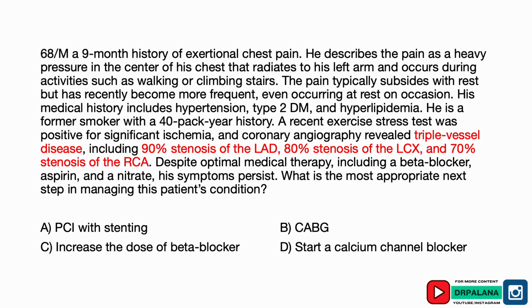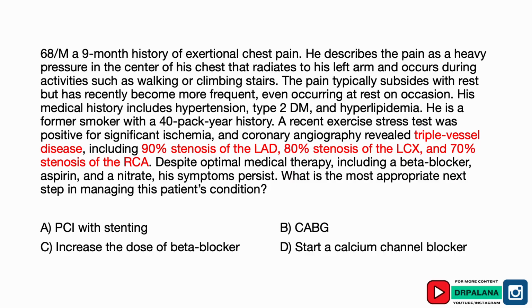A 68-year-old man with a 9-month history of exertional chest pain, which he describes as a heavy pressure in the center of his chest that radiates to his left arm and occurs during activities such as walking or climbing stairs. The pain typically subsides with rest and has recently become more frequent, even occurring at rest on occasion. His medical history involves hypertension, type 2 diabetes, and hyperlipidemia. He is a former smoker with a 40-pack year smoking history.